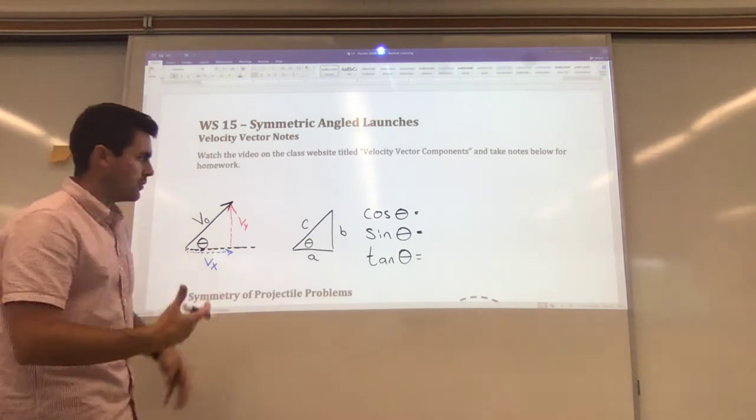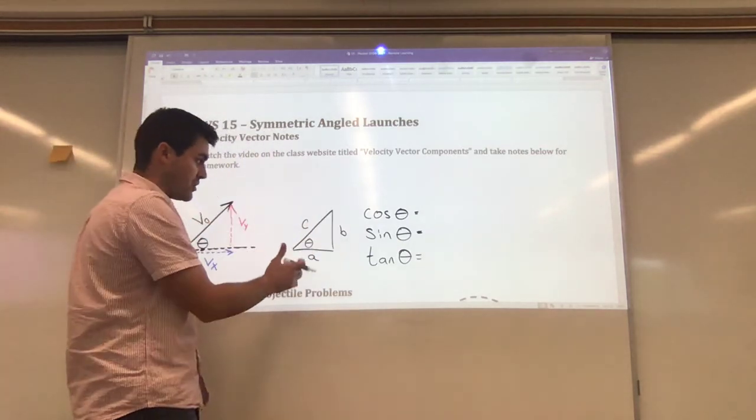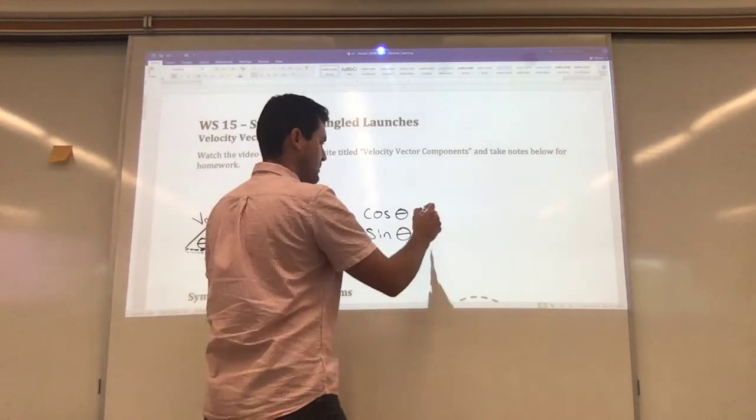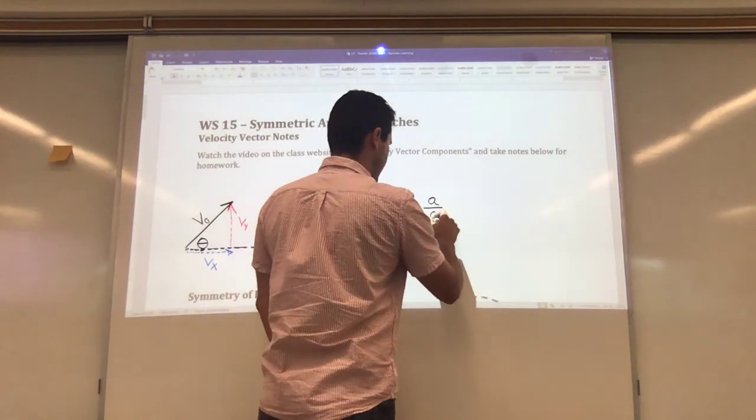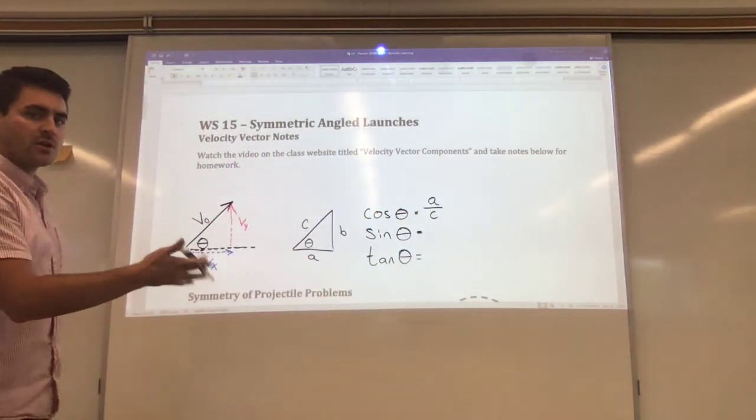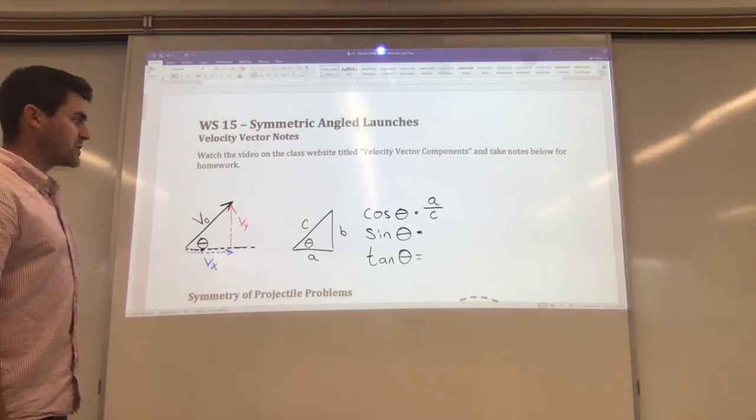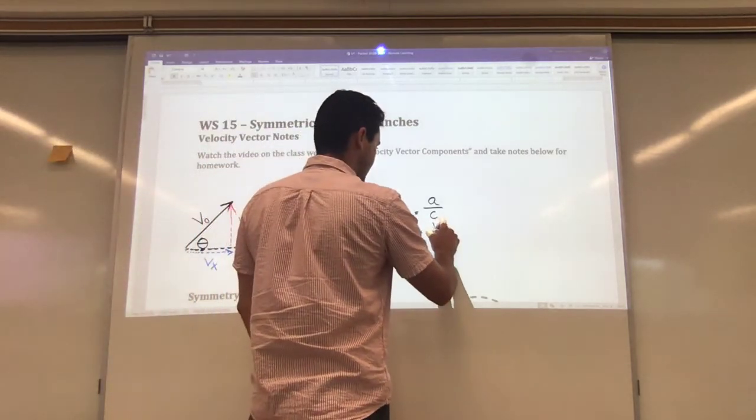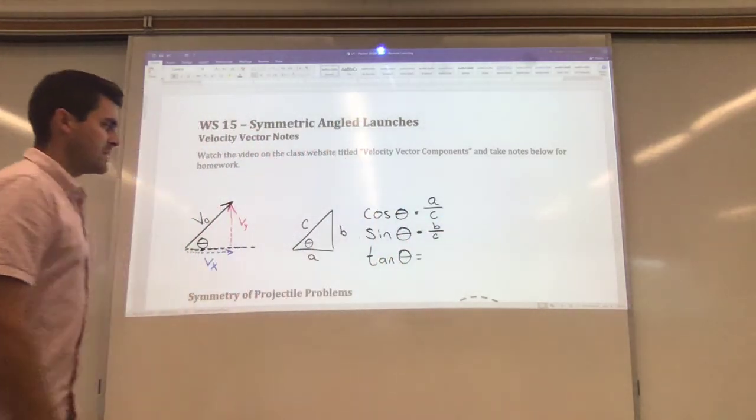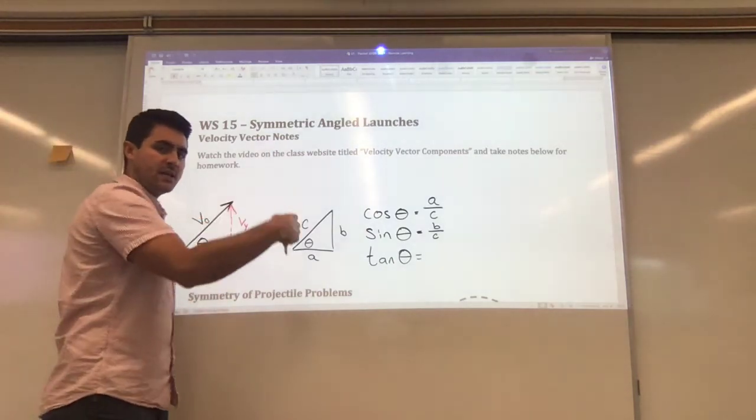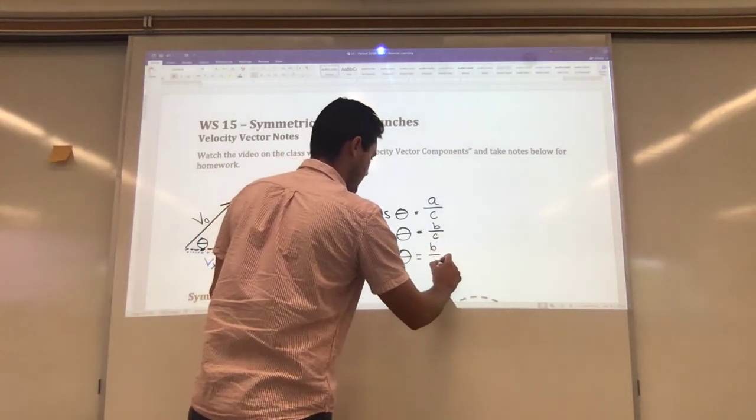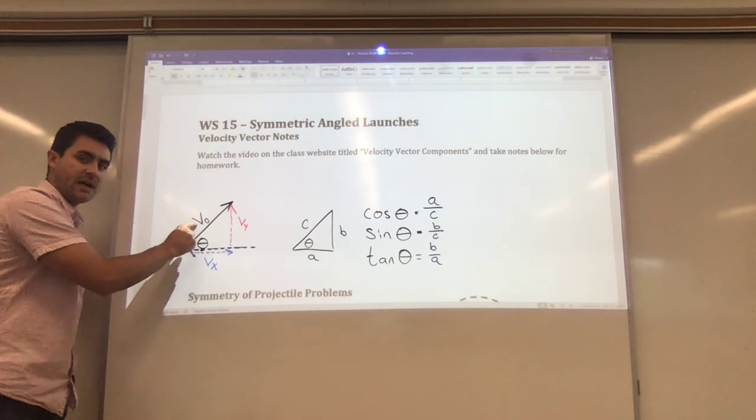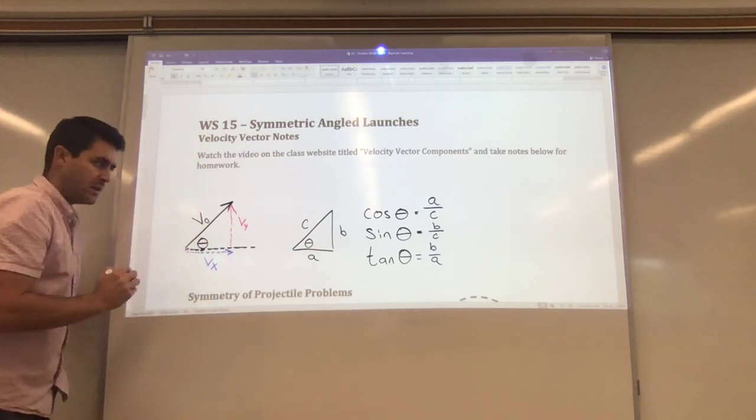Cosine, if you follow the SOHCAHTOA rules, is always measured as the ratio between the adjacent side divided by the hypotenuse. So in this case, that would be A divided by C. That ratio is known as cosine theta. Sine is always the opposite side divided by the hypotenuse. In our case, this would be B over C. And tangent is the ratio of the opposite side to the adjacent side, B over A. We're going to carry those ideas over here to figure out how I might use my initial velocity and this angle to find these two vector quantities.